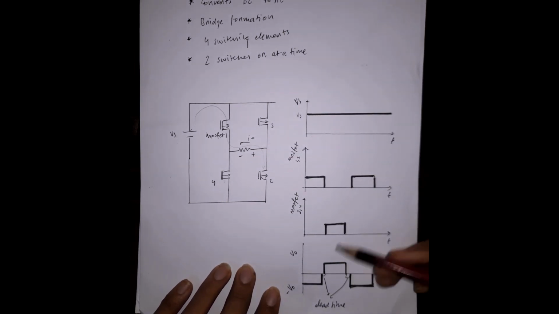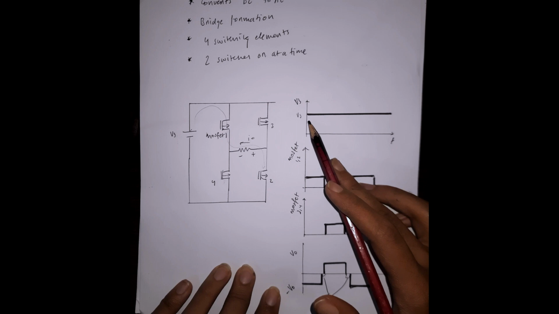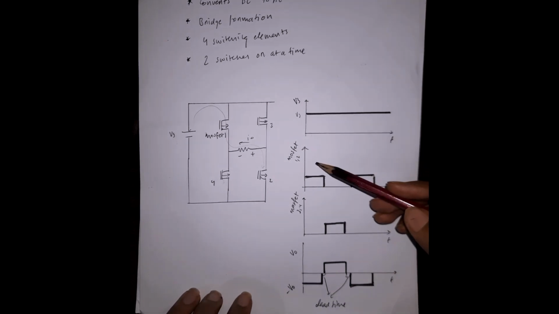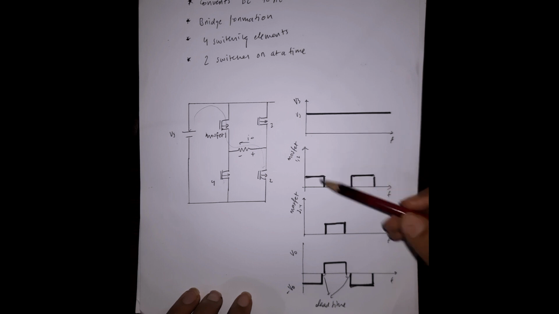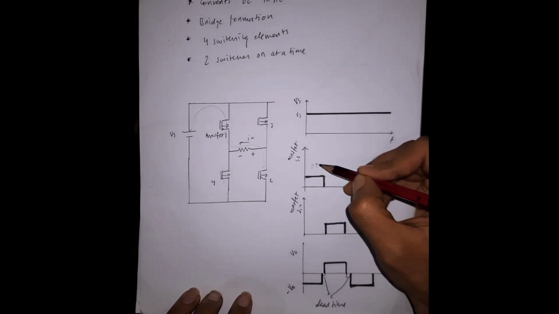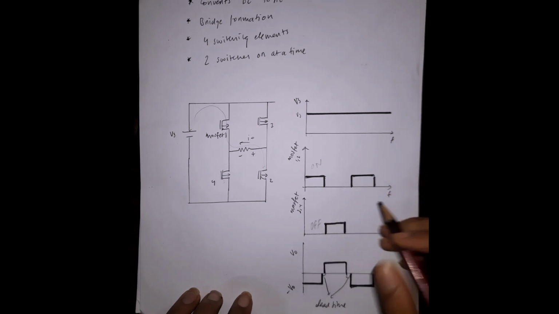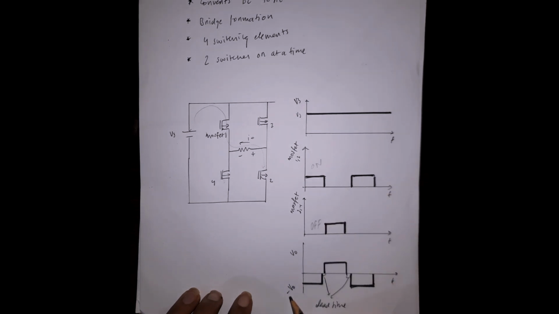in the waveform. The first waveform is the source voltage, which is DC, so it's a constant voltage. The second waveform is MOSFET 1 and 2. So as you can see, initially MOSFET 1 and 2 is in on state and MOSFET 3 and 4 is in off state, and you get a voltage drop of minus V0.